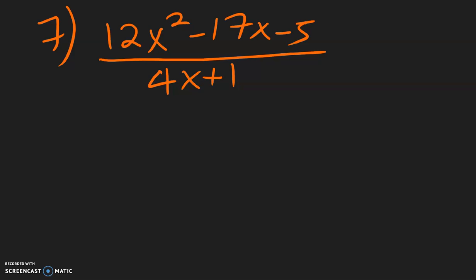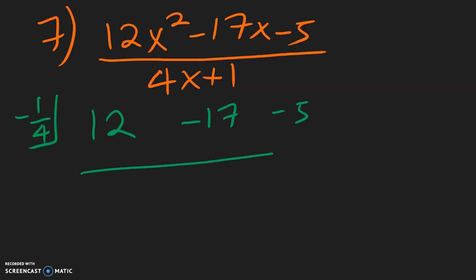So this plus 1, move it, becomes negative 1. So we have negative 1. In this 4 in front, we need to divide negative 1 over 4. And so now let's copy it down. We have 12 for the x squared, and for the x, we have negative 17. And then for the constant, we have a negative 5.